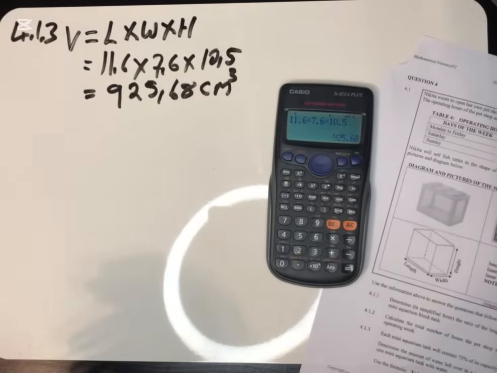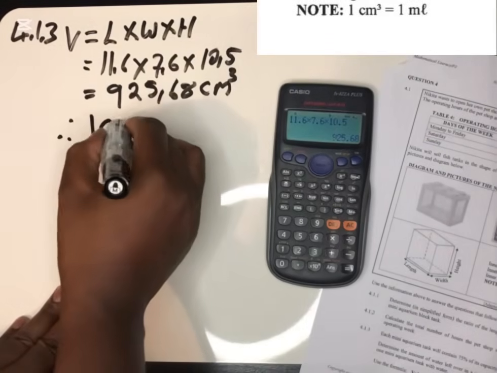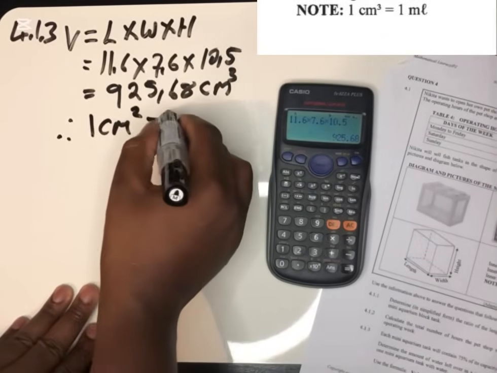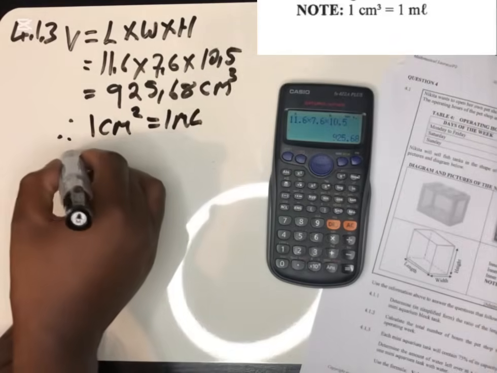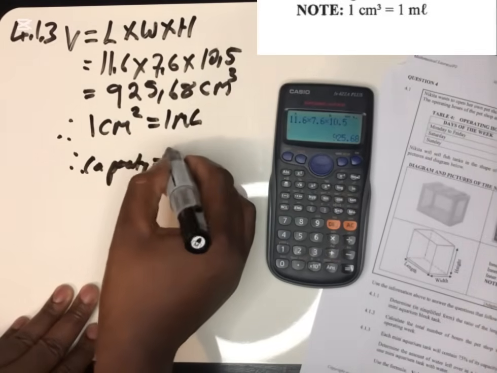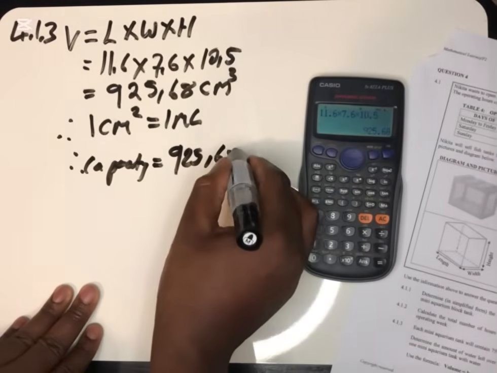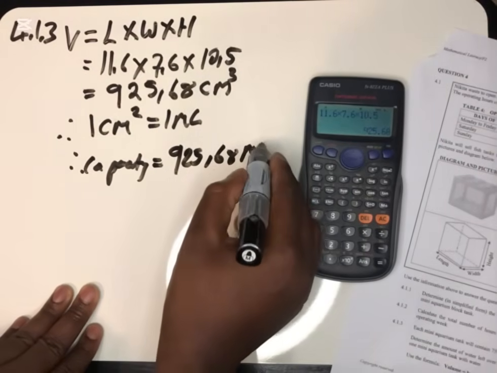Okay, now we have to convert this to liters. We know that we are given 1 centimeter cube is the same as 1 milliliter. So therefore, the capacity is still going to be 925.68 milliliters.